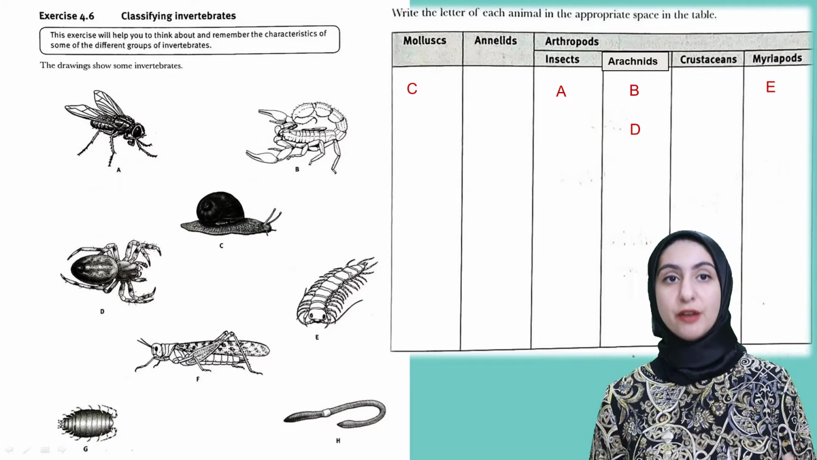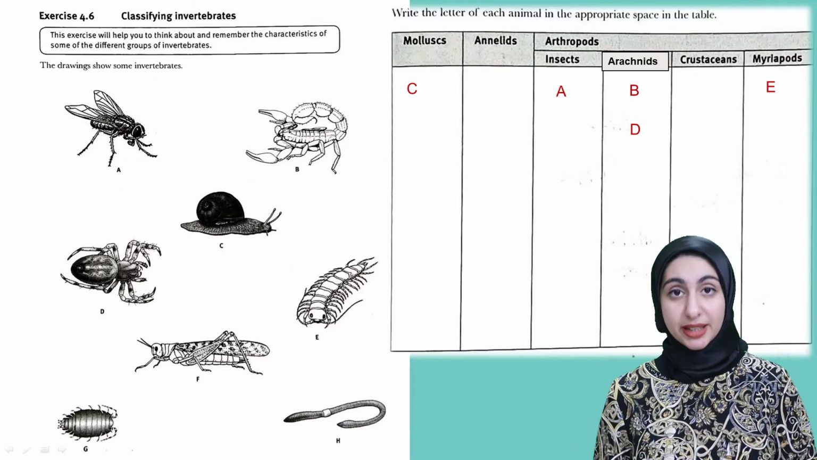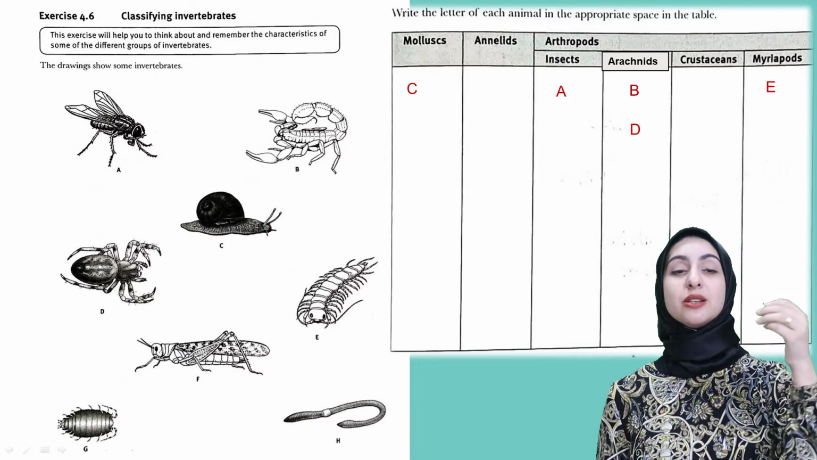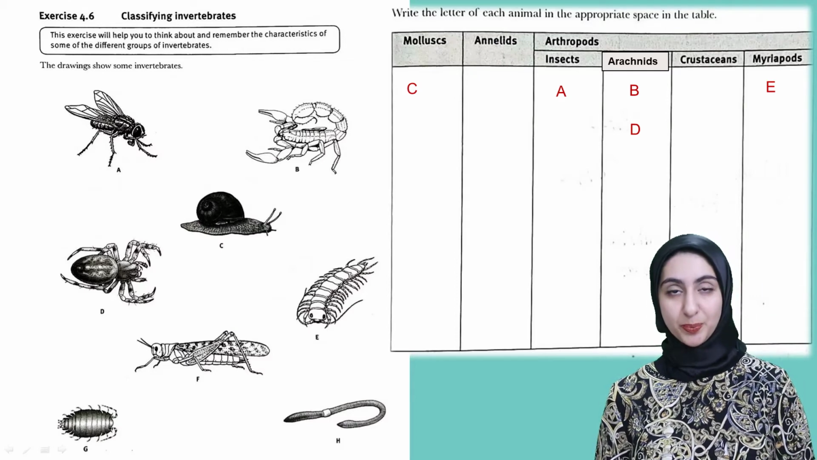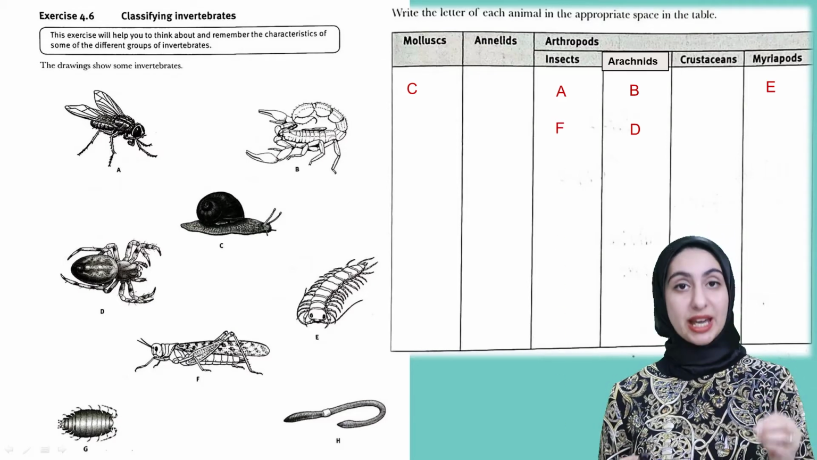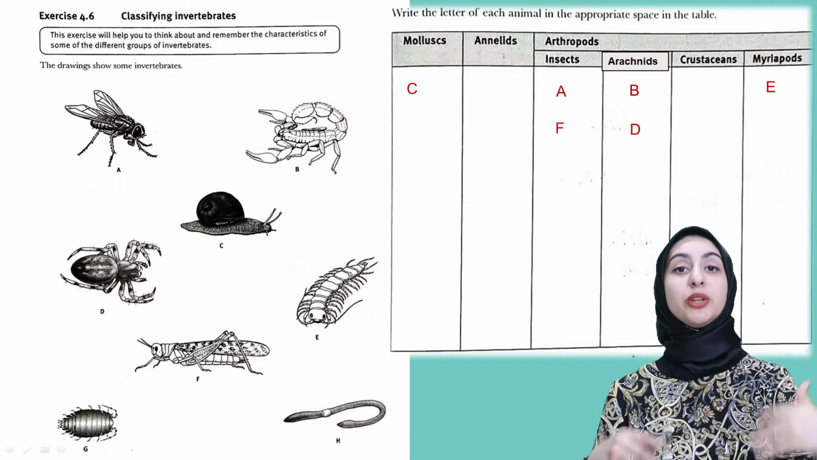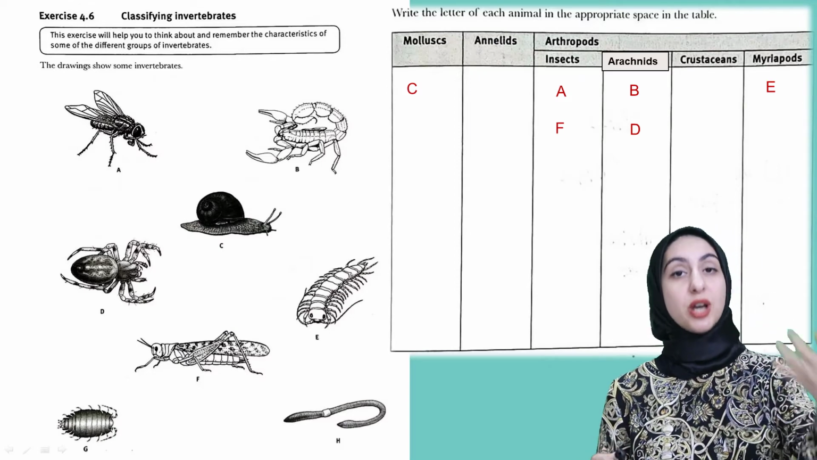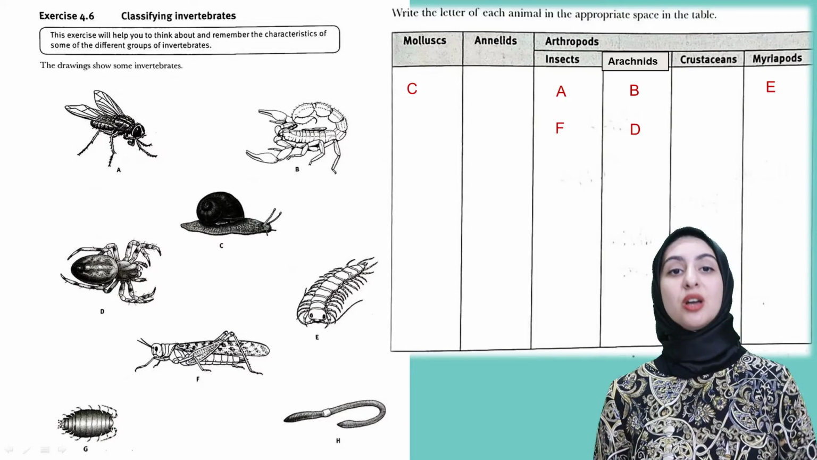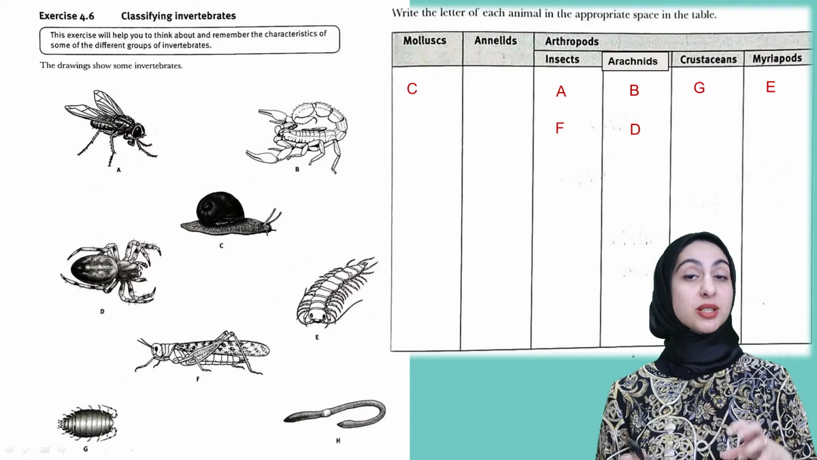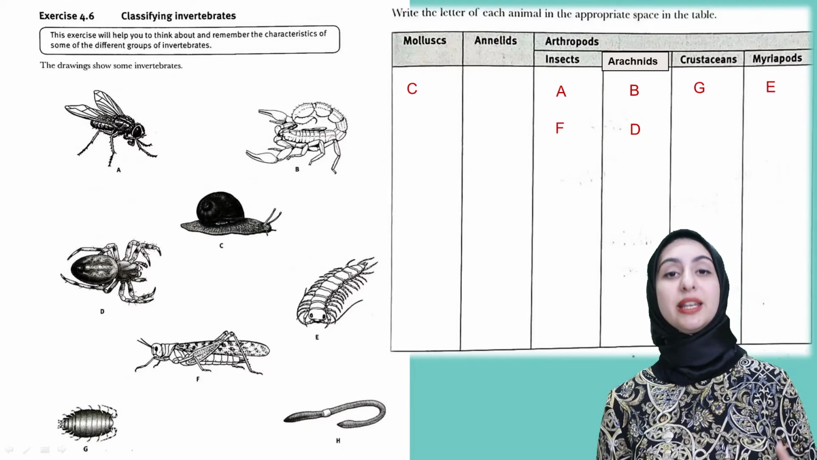For invertebrate F, we can see 3 legs on each side, which means 6 jointed legs. There are wings and also there is antennae, so it is classified as insect. For invertebrate G, we can see here a hard exoskeleton and also more than 4 legs on each side, so this means it is classified as crustaceans. For invertebrate H, it looks like a worm. There are no legs, no antennae, so it is classified as annelids.